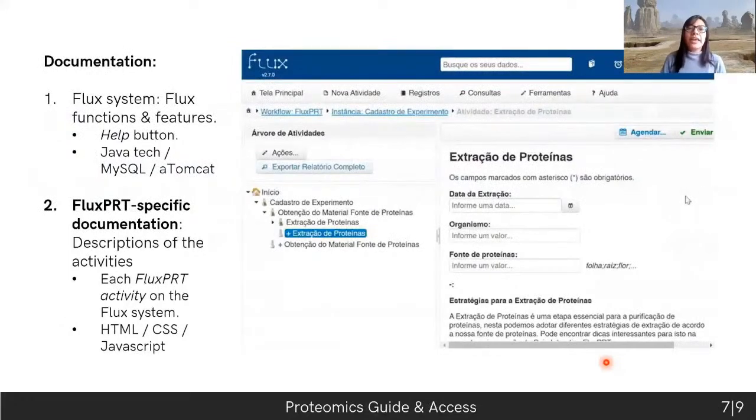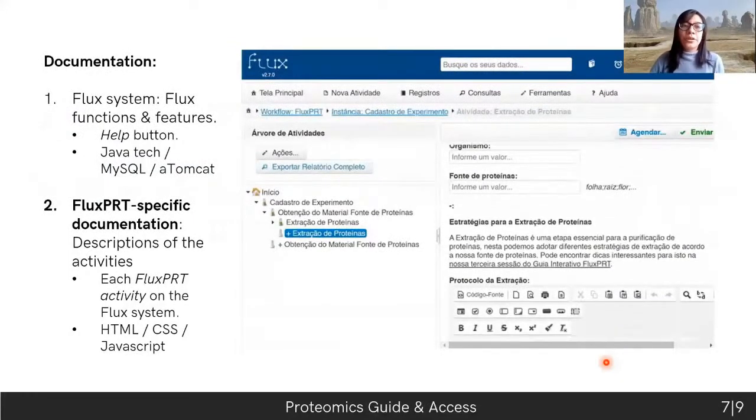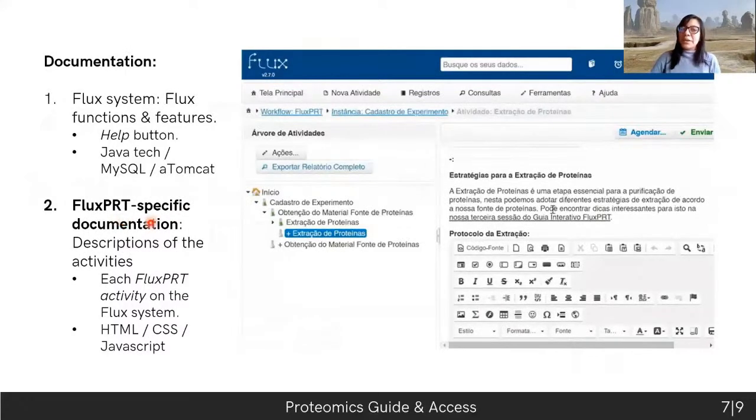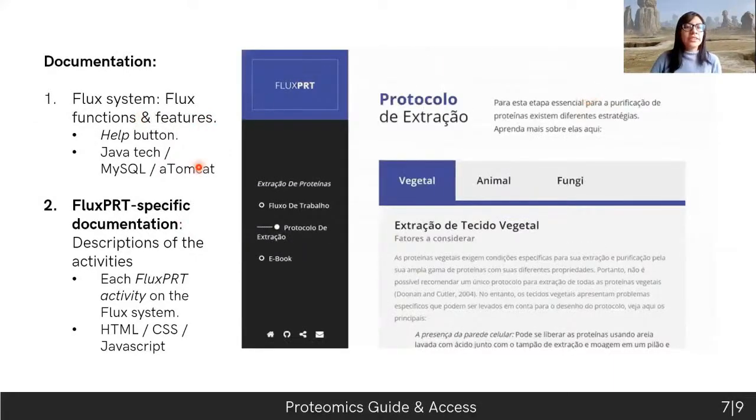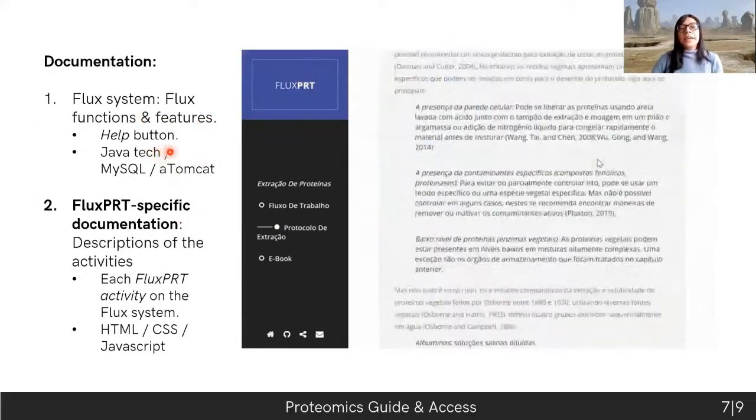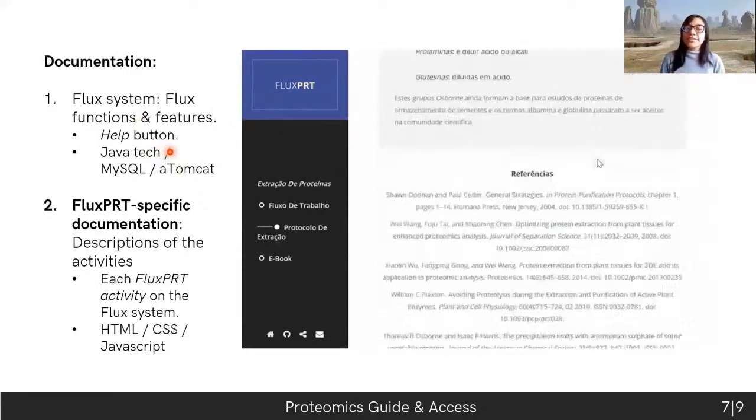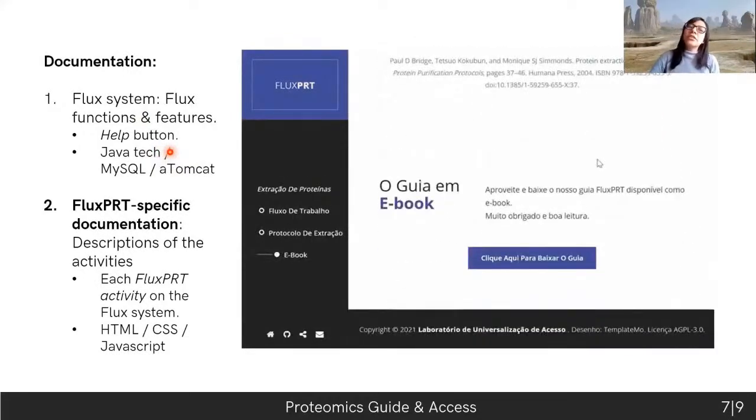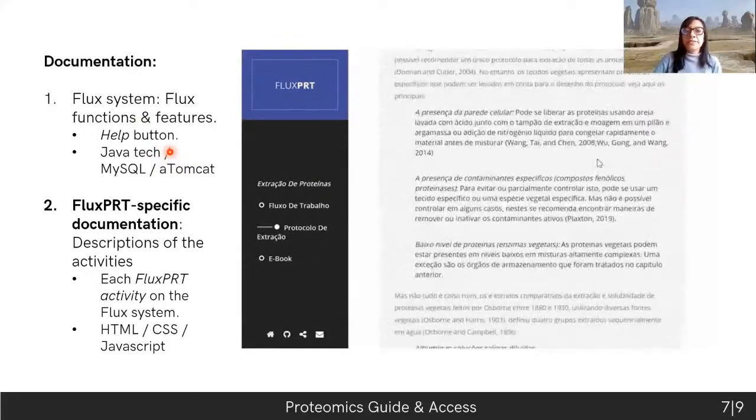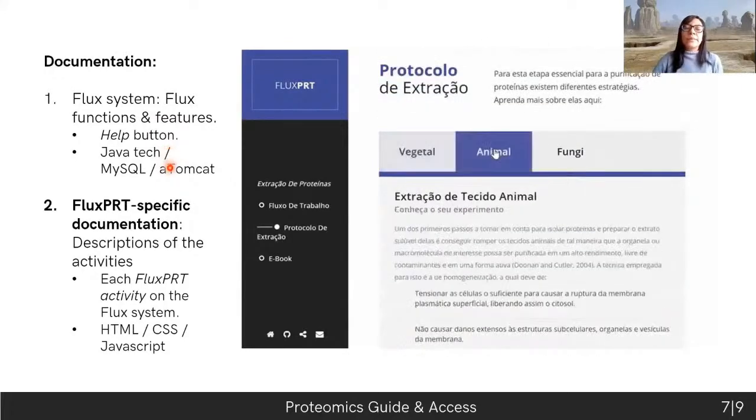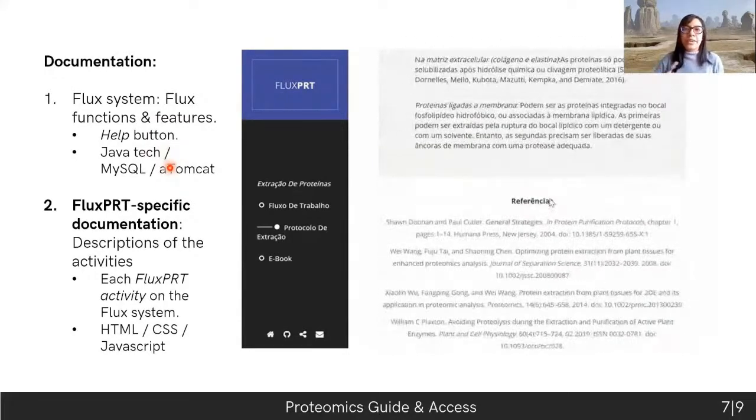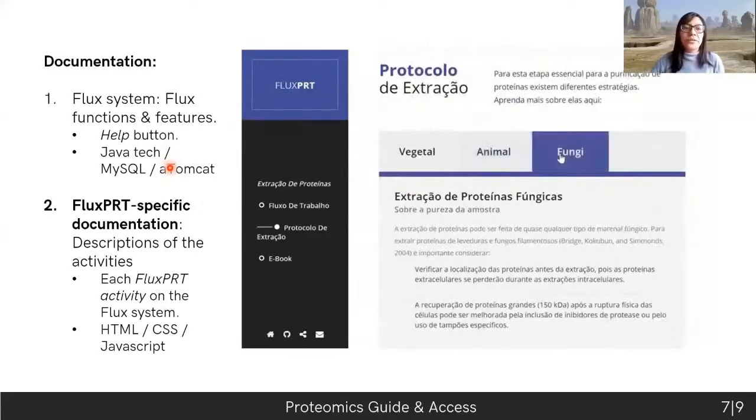Additionally, we have to present our documentation, the FluxPRT-specific documentation, as well as the system documentation, which you can access here at the bottom, in the help button. This Flux system is built using Java technology. The database uses MySQL and Apache Tomcat for the web interface.